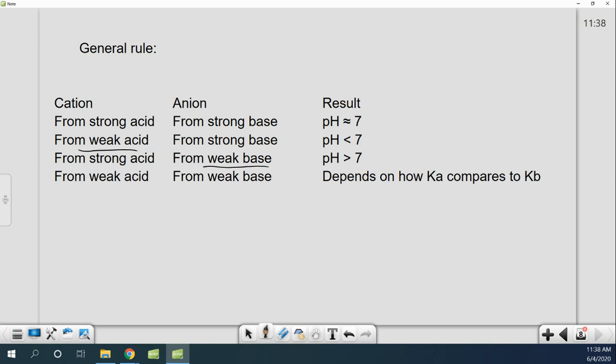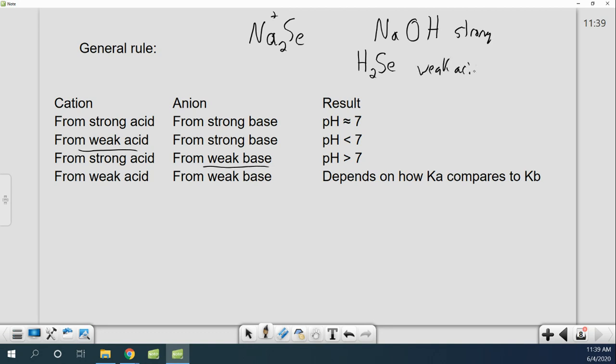So if your anion came from a weak acid, let me just find a weak acid on this list here, and one that's easy to write. Hydrogen selenide. Cool. Okay, so let's say I had Na2Se. Okay, I'm going to put this weird salt into water. Well, the sodium, being positive, has to match with something negative, the hydroxide. And the selenide, being negative, has to match with something positive. So I'd have H2Se. So this is a strong base. This is a weak acid, right?